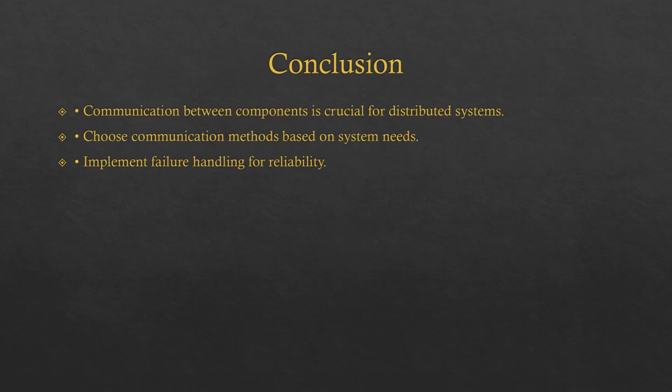In conclusion, communication between components is crucial for the proper functioning of distributed systems. Choosing between synchronous and asynchronous communication depends on factors like performance needs and system scalability. Using REST APIs, gRPC, and messaging queues can help meet different communication requirements. Additionally, implementing failure handling mechanisms like retries and circuit breakers ensures that the system remains resilient and reliable.